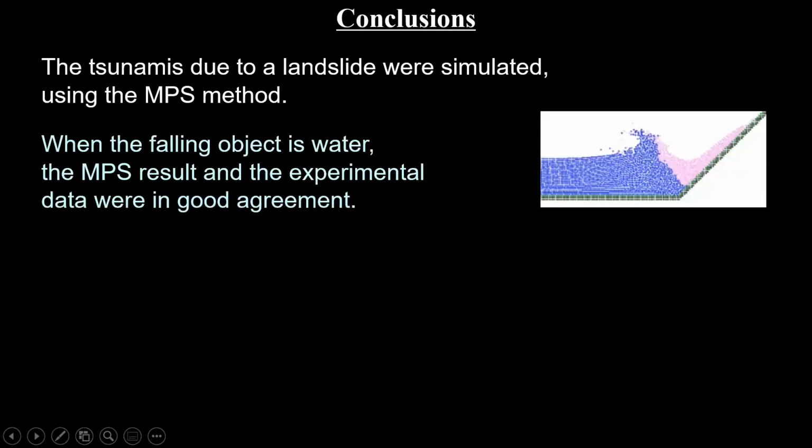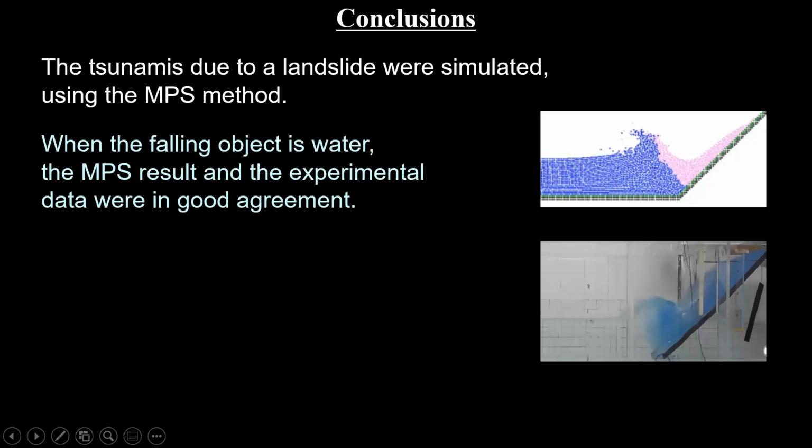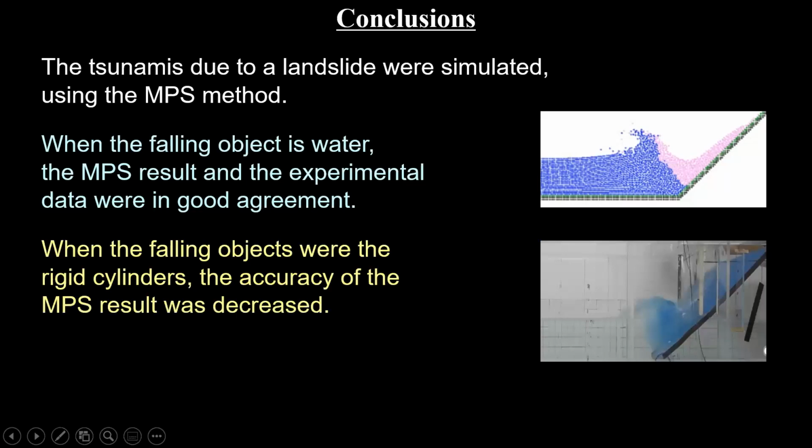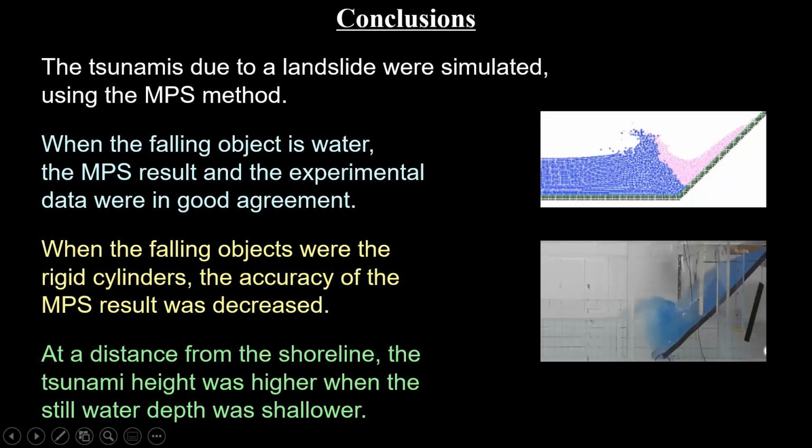Conclusions. The tsunamis due to landslide were simulated using the MPS method. When the falling object is water, the MPS result and the experimental data were in good agreement. And when the falling objects were the rigid cylinders, the accuracy of the MPS result decreased. At the distance from the shoreline, the tsunami height was higher when the still water depth was shallower.